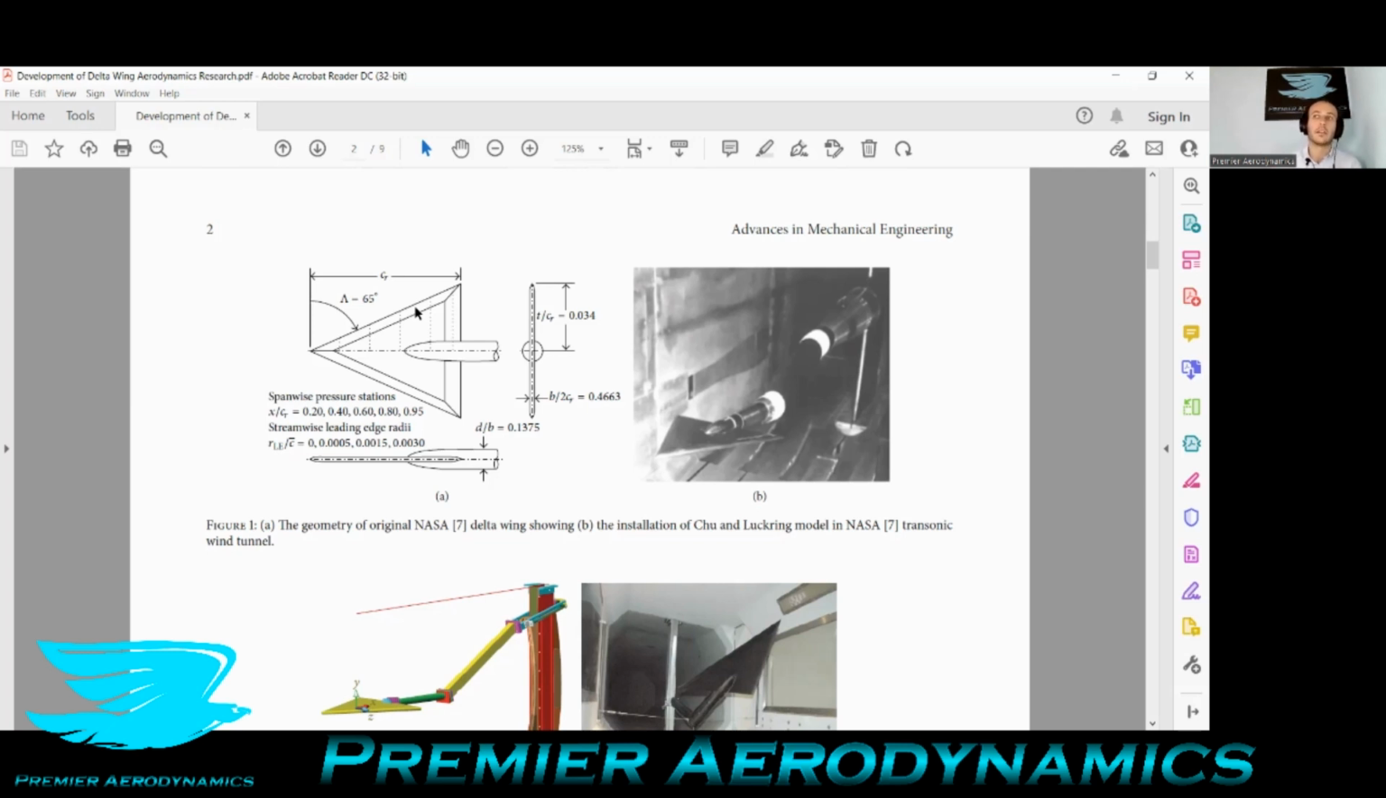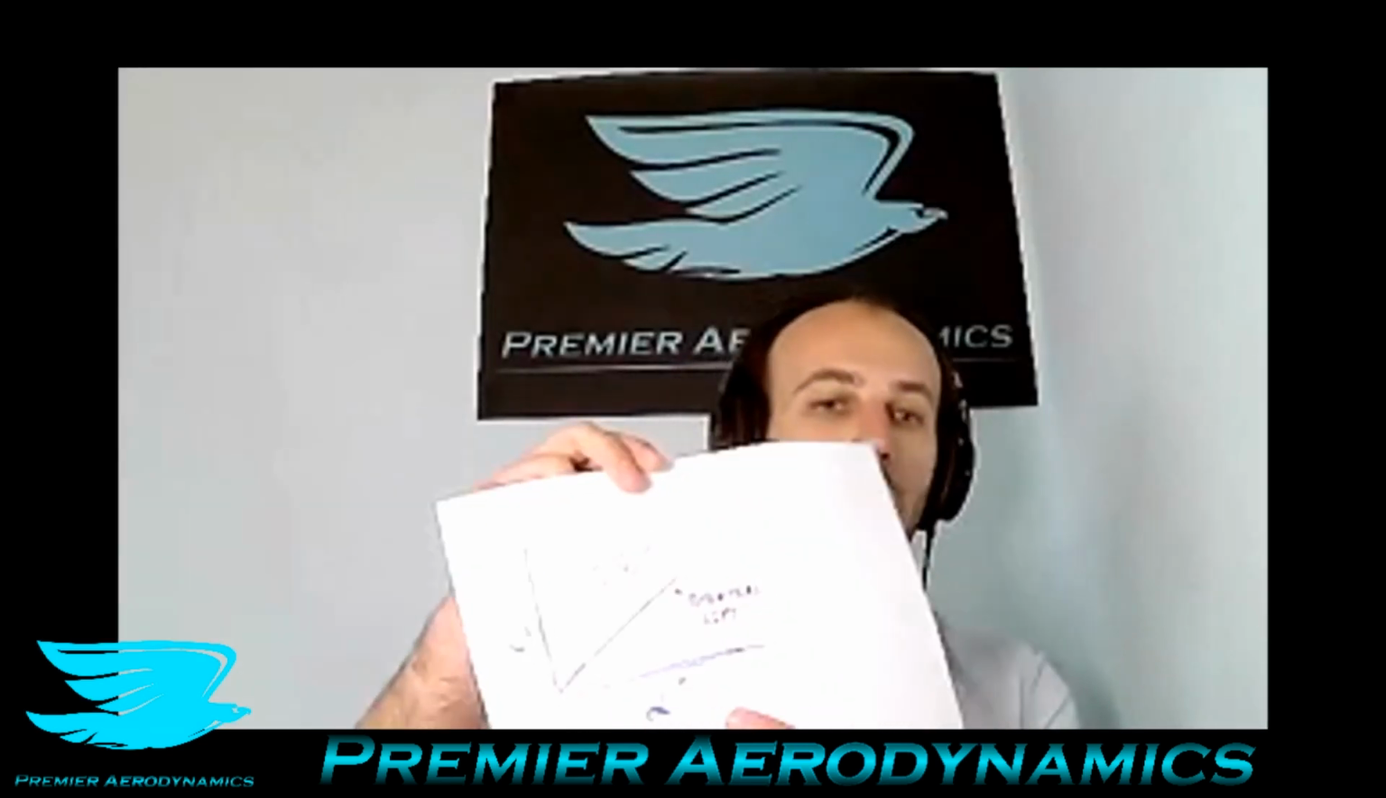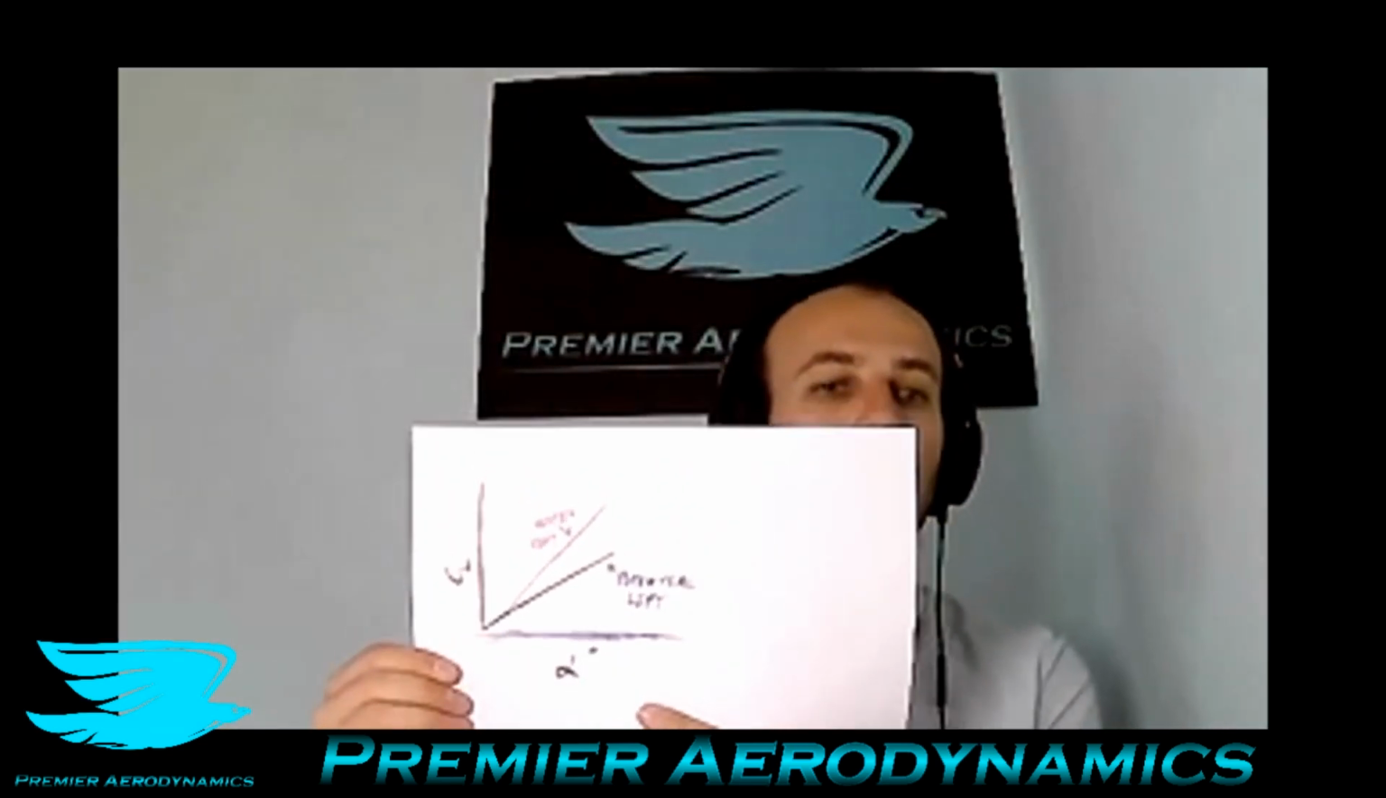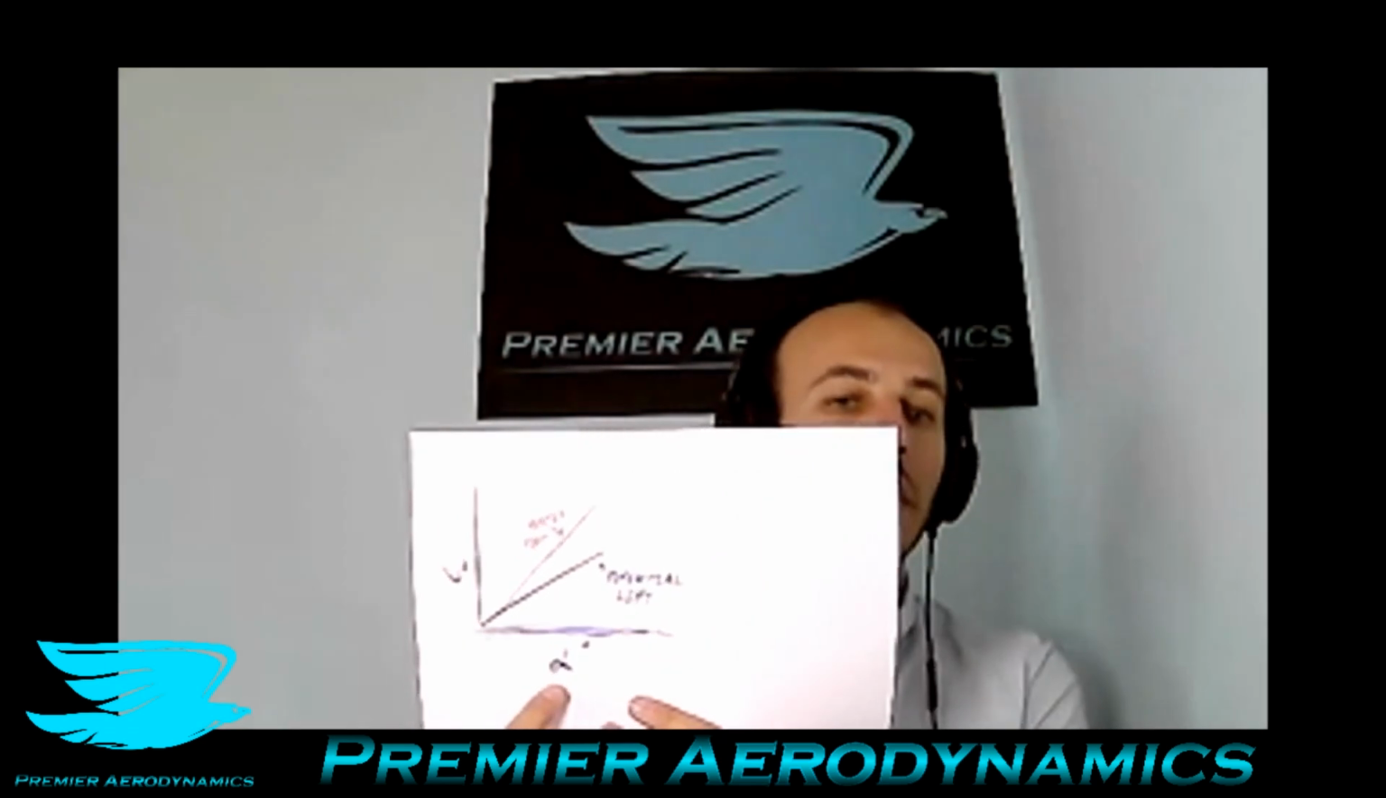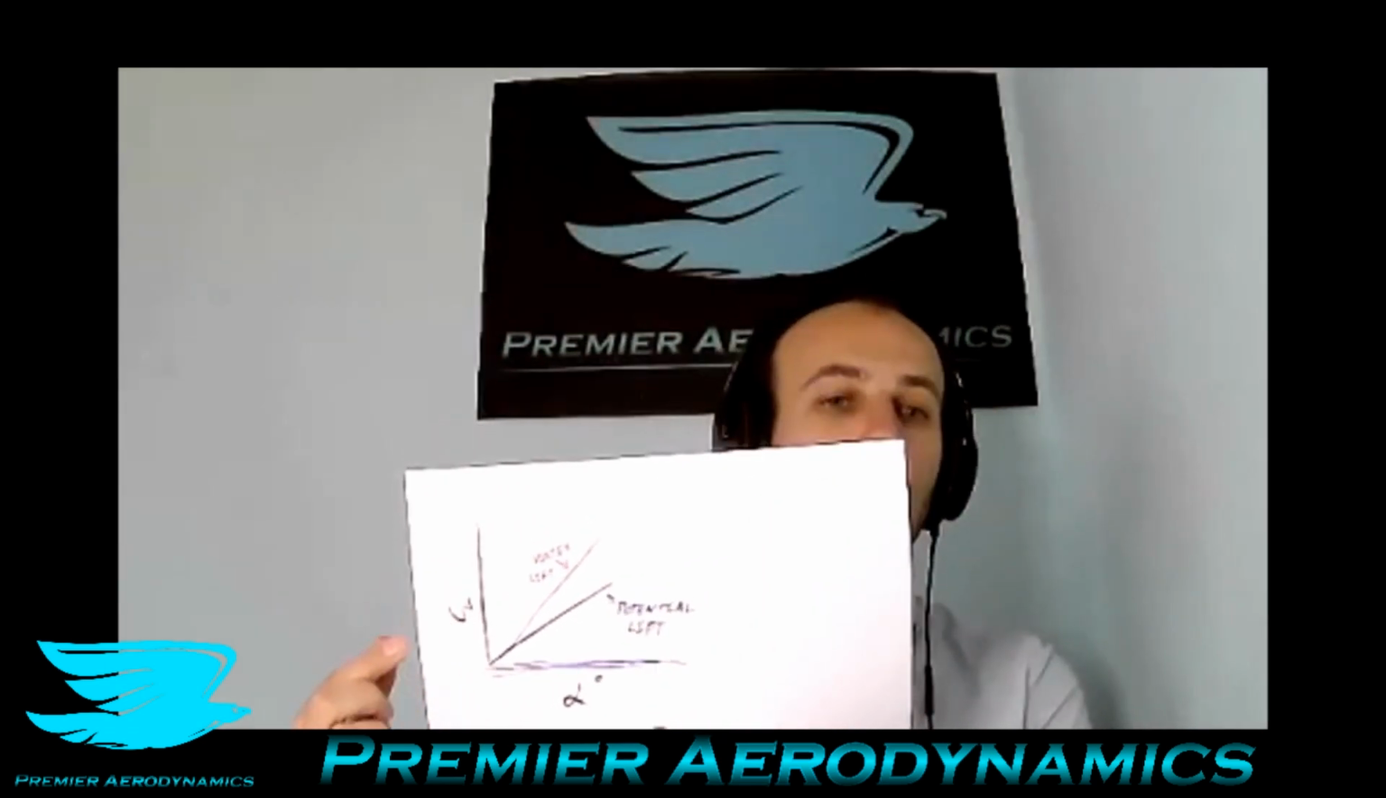So why is a smaller sweep better for high lift? The reason is how it produces lift. Delta wings can produce lift in a regular way, but they also have this other method of producing lift, and it's called vortex lift. I have a graph here that I show. It's a generic graph which has alpha, the angle of attack, on the x-axis, and the lift coefficient on the y-axis.